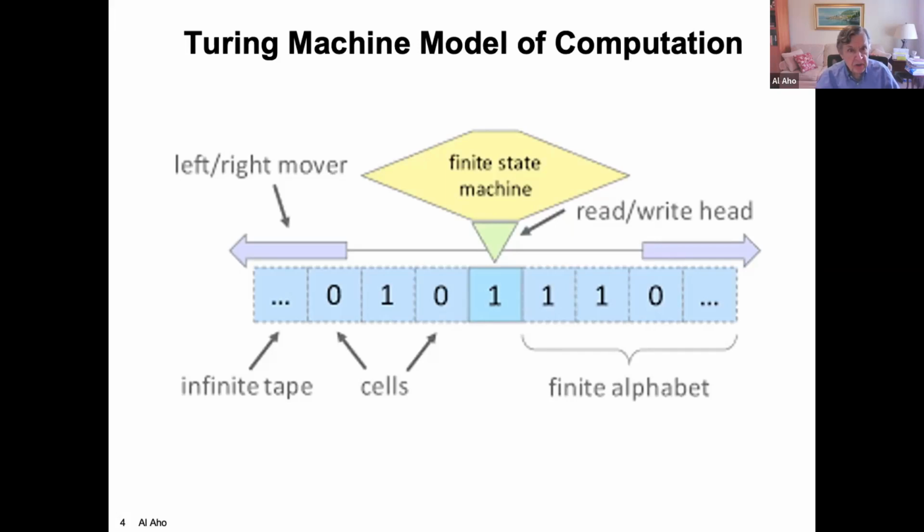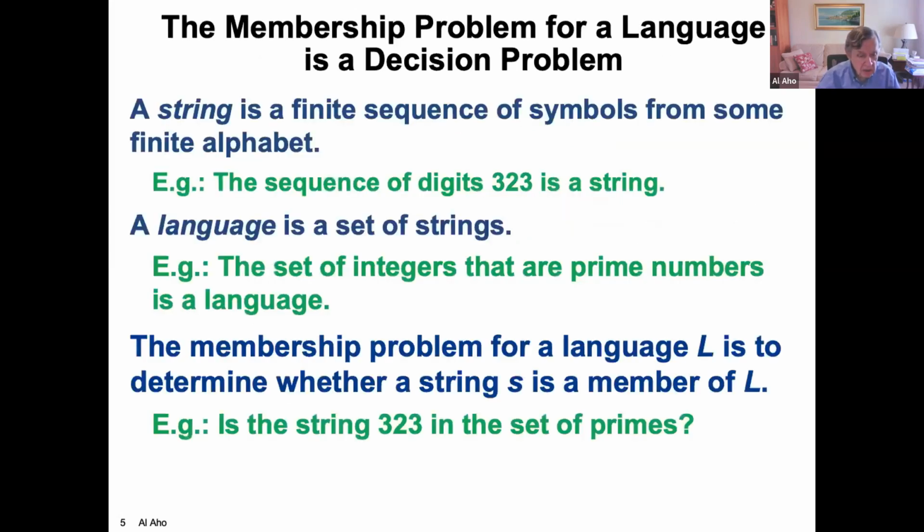The Church-Turing thesis states that any function that can be calculated by an effective method can be calculated by a Turing machine. Now, just a little more terminology. Let us define the word string as a finite sequence of symbols drawn from some alphabet, and the word language as a set of strings.